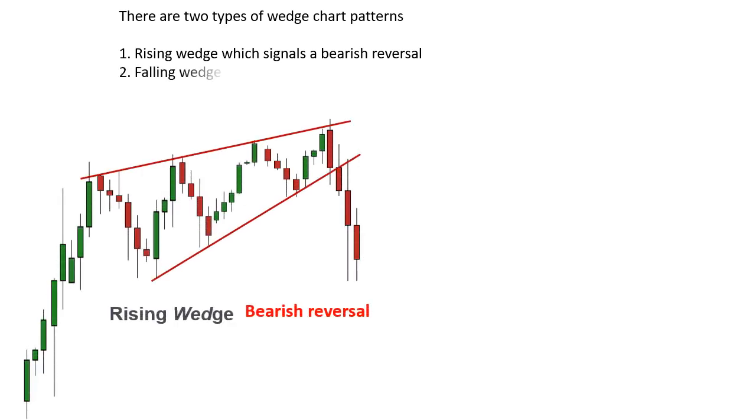There are two types of wedge chart patterns. 1. Rising wedge, which signals a bearish reversal. 2. Falling wedge, which signals a bullish reversal.